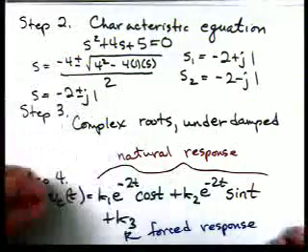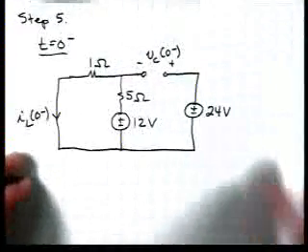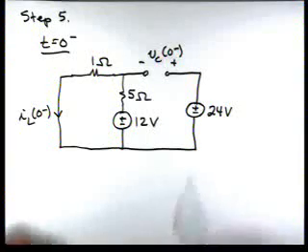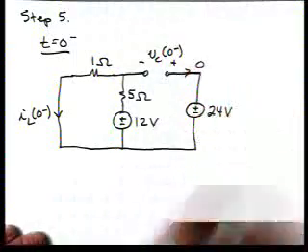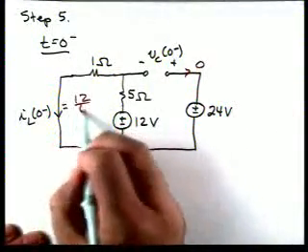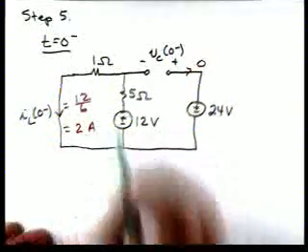So now let's go to step 5. Let's start looking for those. So at t equals 0 minus, here's our circuit. The circuit we assume is in steady state, the capacitor is an open, the inductor is a short. If we look, then there's zero current here, so iL of 0 minus is 12 over 6, or 2 amps.